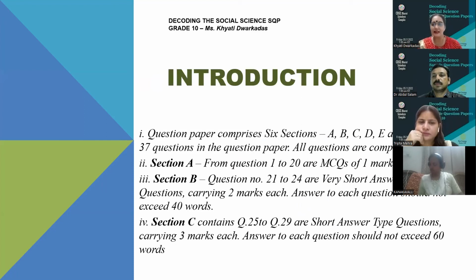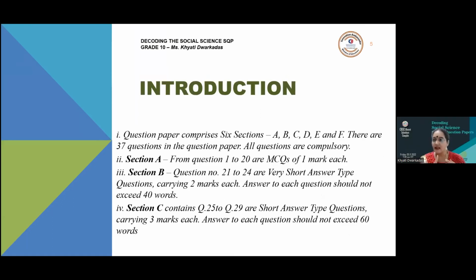And the CBSE says there will be 6 sections in the sample paper or the board paper: A, B, C, D, E, and F. And there are 37 questions in the paper, and all the questions will be compulsory. Section A will have 20 MCQs of 1 mark. Section B will have question numbers 21 to 24, which are the very short answer type questions carrying 2 marks each, which should be answered in about 40 words.